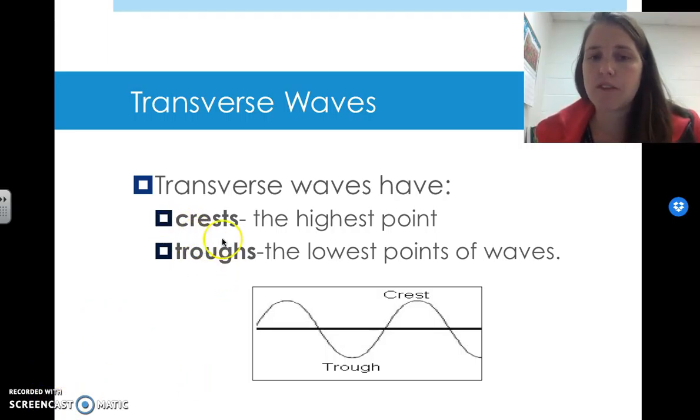And transverse waves have crests. That's the highest point of the curve. And they have troughs, which are the lowest points. So this is a crest, a crest, and a trough.